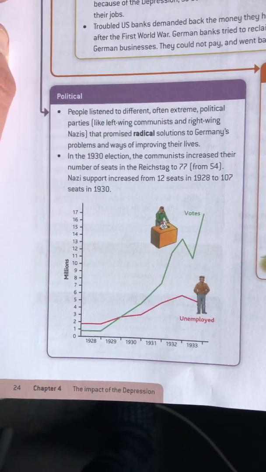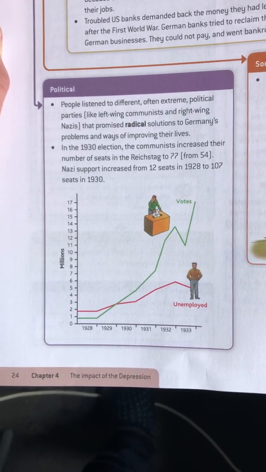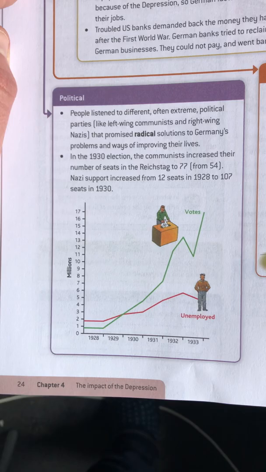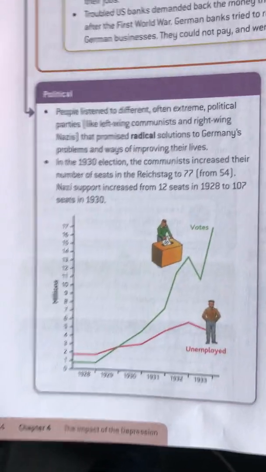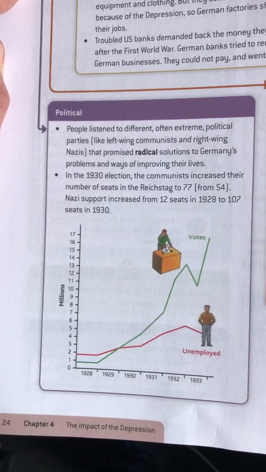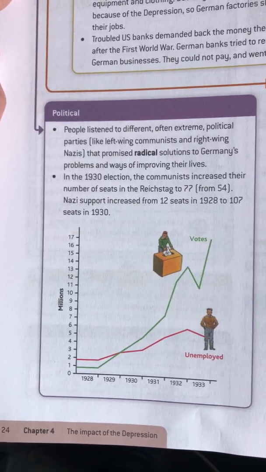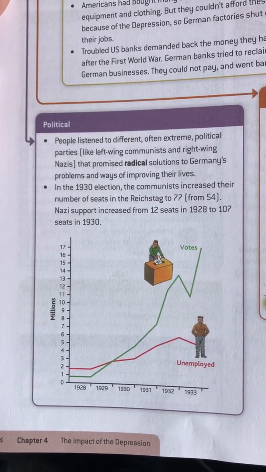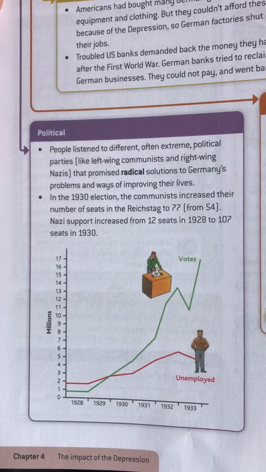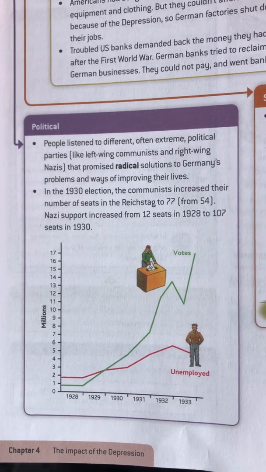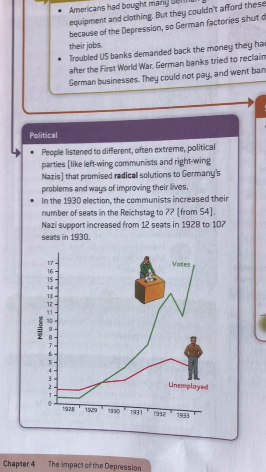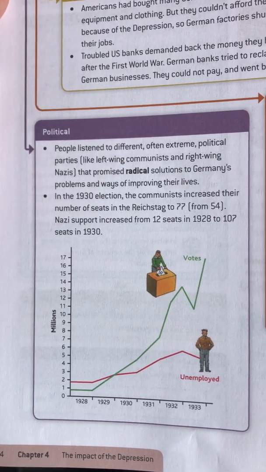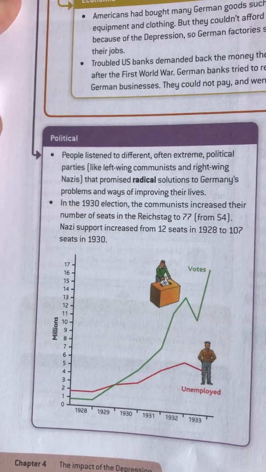In terms of political impacts, people had listened to different extreme political parties. So we've got on the left communists and on the right we've got Nazis. These extreme parties are offering radical solutions to Germany's problems, which people probably wouldn't have listened to during the early period when it seemed like the government was doing a good job of things. In the 1930 election, the Communists increased their number of seats from 54 up to 77, and the Nazis increased from having 12 seats in 1928 to having 107 in 1930. So we can see people are moving away from the centre parties to the extremes as the number of unemployed people starts to grow.